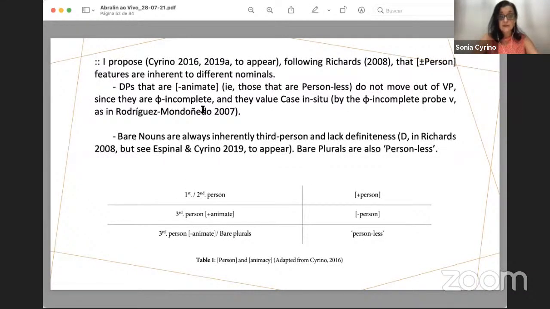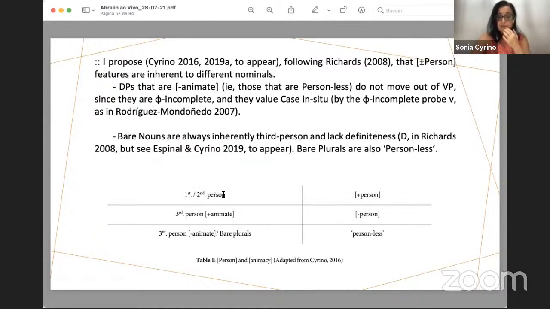So I proposed in 2016, following Richards 2008, that the features plus or minus person are inherent to different nominals. DPs that are minus animate, the personless ones, do not move out of VP because they are phi-complete and they value case in situ by the phi-complete probe v, as in Rodrigues Mondoñedo. Bare nouns are always inherently third person and they lack definiteness, in Richards' proposal as well. So bare plurals are also personless. So this is the situation that we have.